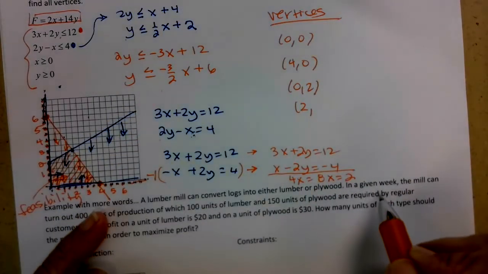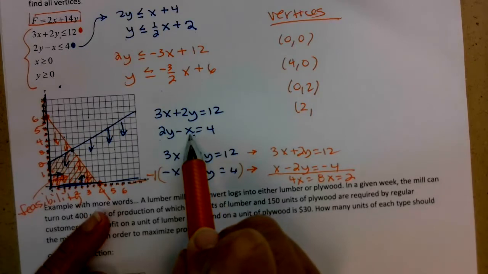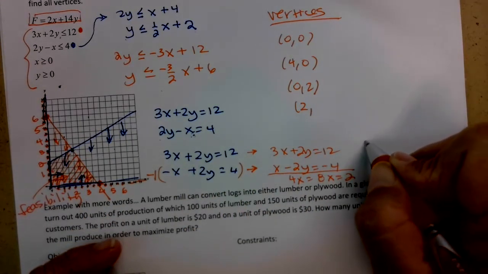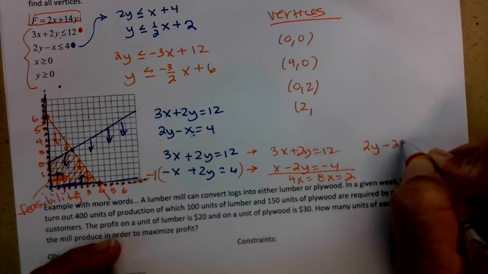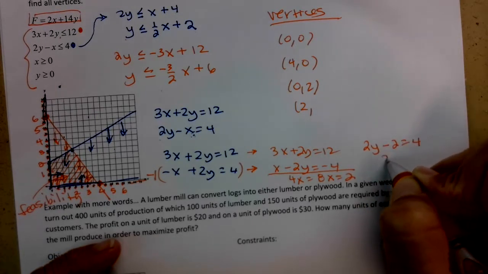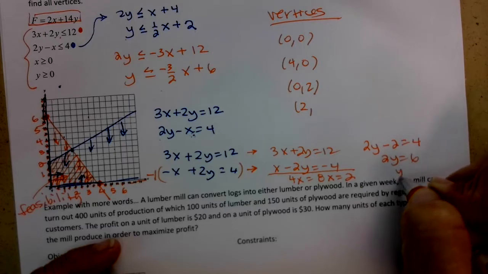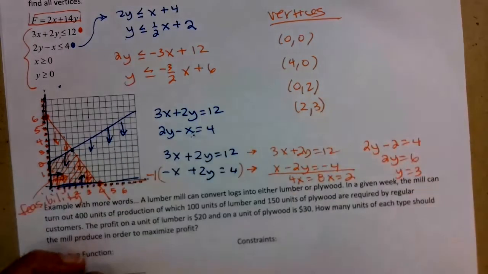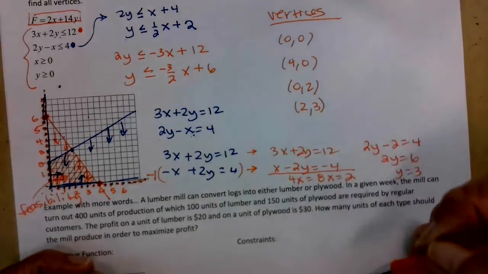So if x is 2, plug that back in to figure out what your y partner is. So 2 times y minus 2 equals 4. 2y equals 6. So y equals 3, right? And that also looks good from your graph point of view. 2, 3. Perfect. There are the vertices.